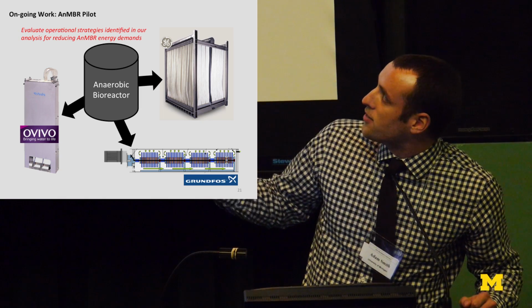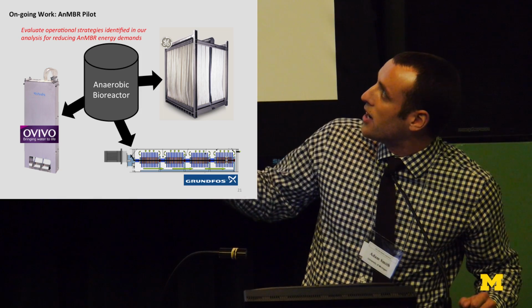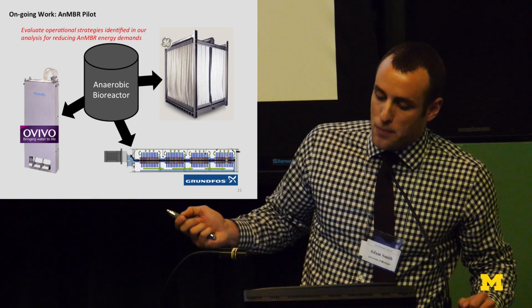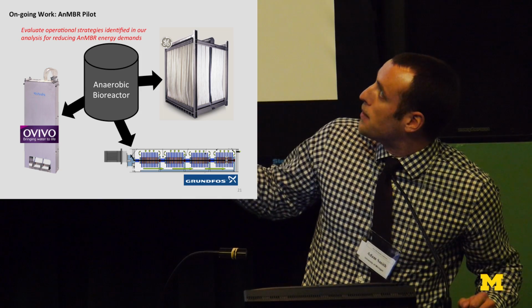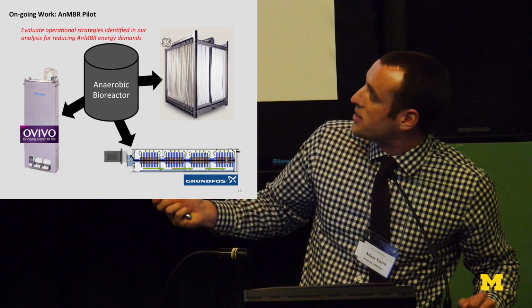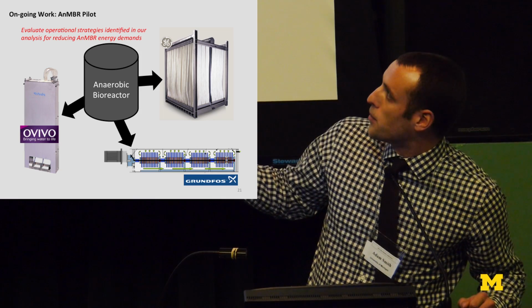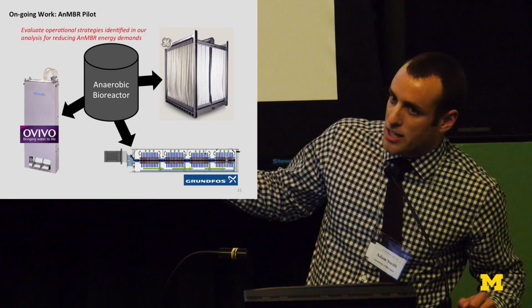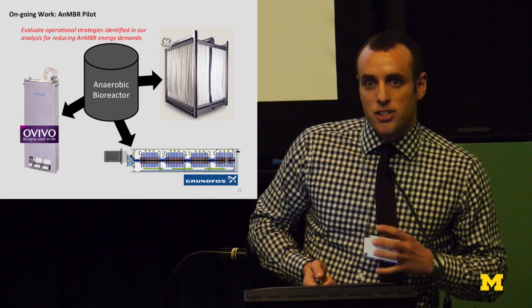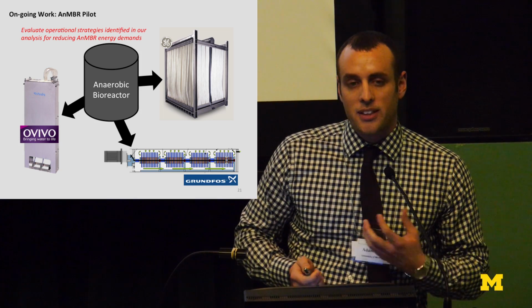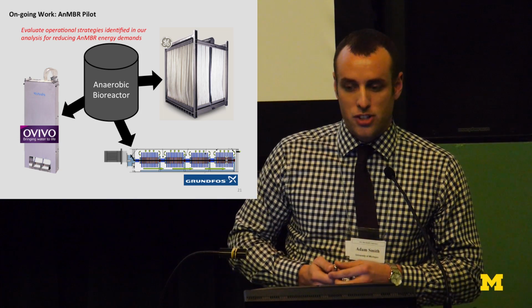So our system consists of an anaerobic bioreactor, and then it's connected to 3 different membrane systems. We have hollow fiber membranes, flat sheet membrane system, and then the third is a ceramic disc membrane system, which is somewhat more novel. It actually relies on rotating discs to prevent membrane fouling, so it doesn't use biogas sparging at all. So we think that's a great opportunity for reducing those energy demands.